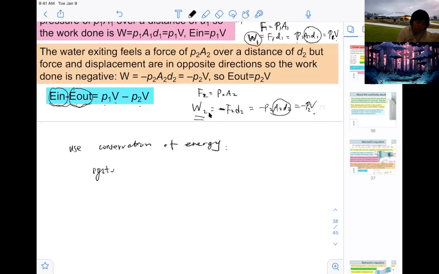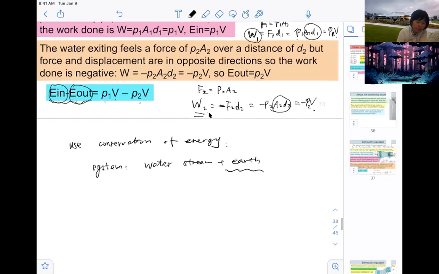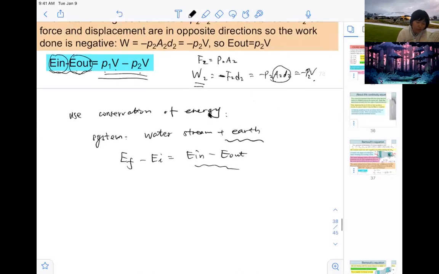Our system, of course, is the water stream plus Earth, because we want to be talking about potential energy. So we're going to include Earth in our system. So E final minus E initial equals E input minus E output. And this one we just derived right here, so we're going to use it later. We're going to work on the left-hand side.